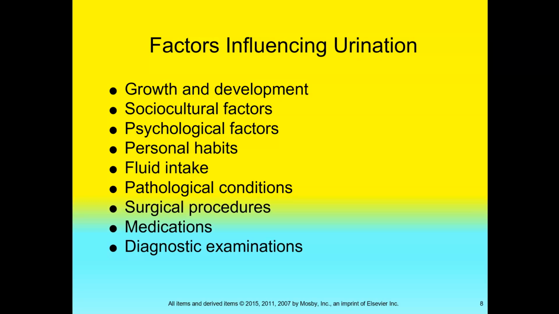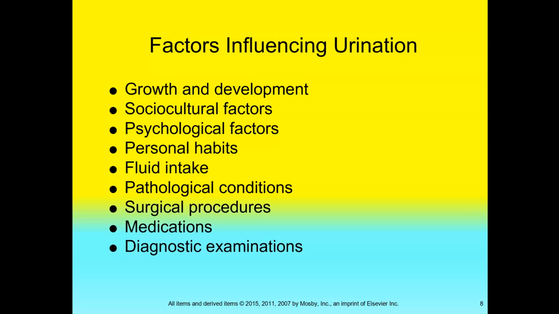Down here, it says medication. If you're taking a lot of diuretics, it can increase your urinary output. Some drugs, like pyridium, which is an antispasmodic, make your urine orange. Anticholinergics, like atropine, for instance, may increase the risk for urinary retention, which means it makes you stop urinating.